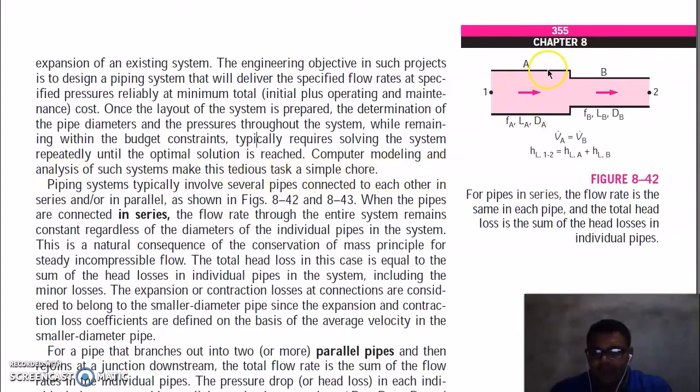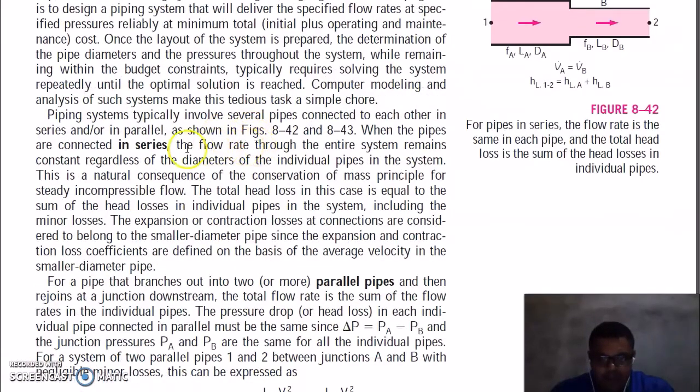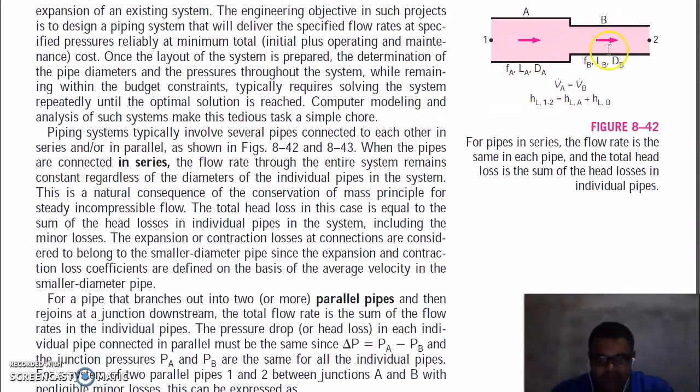You can see there are two pipes in series. The flow rate is the same in both pipes and the total head loss is the sum of the head loss in the individual pipes, this head loss and this head loss. So a piping system typically involves several pipes connected to each other in series and parallel as shown in the figure. So this is pipes connected in series.